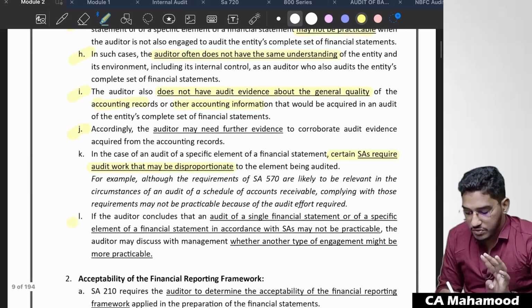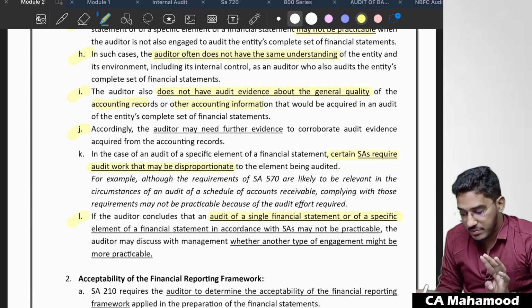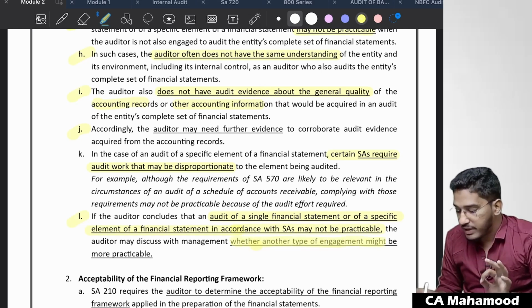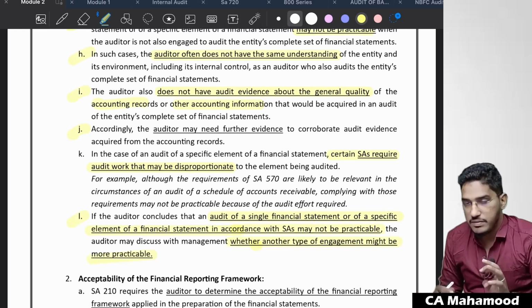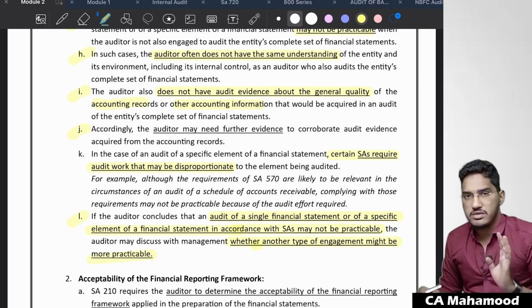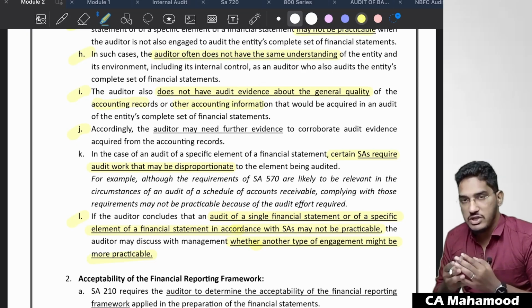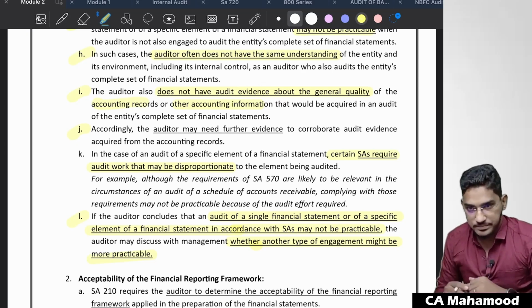In those cases, what you should do, now they're coming to the point. If the auditor concludes that an audit of a single financial statement or a specific element of financial statements in accordance with SAs may not be practicable, then the auditor may discuss with the management whether another type of engagement might be more practicable. In case you feel that here an audit of a single financial statement will not be practicable, go and discuss with the management, saying this will not be practicable, let us work on some other kind of engagement which will fulfill your objective.